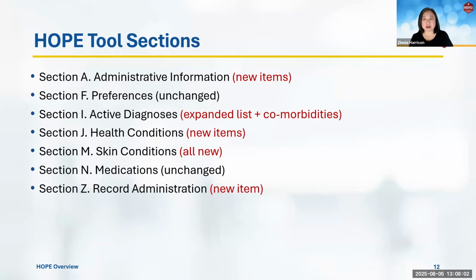So Section A has some new and modified HIS items. Section F, preferences, is entirely unchanged from HIS. Section I, active diagnoses, has an expanded list and comorbidities. Section J has both new and modified items from HIS. Section M, skin conditions, is all new. Section N is unchanged from HIS, and Section Z has 1 new item.